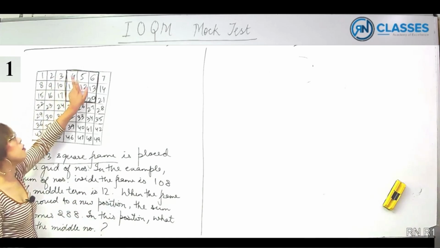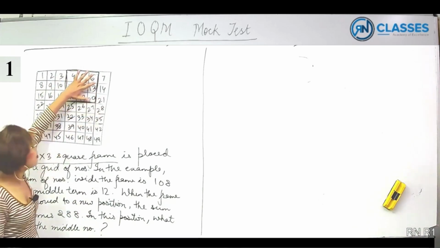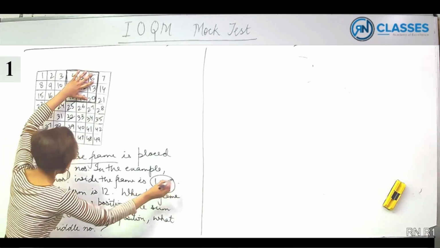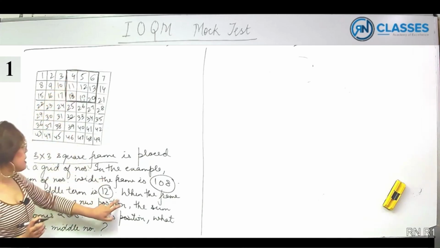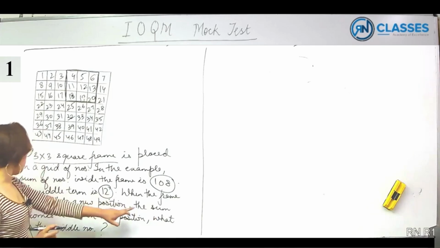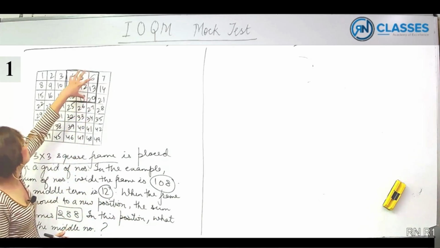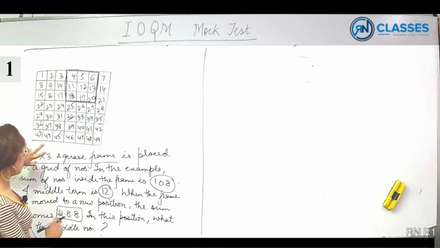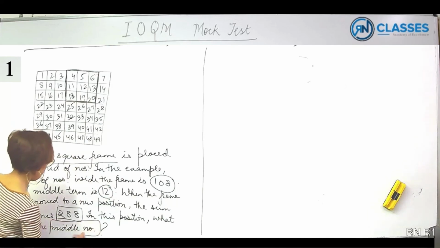As you can see, I have 4, 5, 6, 11, 12, 13, 18, 19, 20, and the sum of these numbers is given to be 108. The middle term is 12. Now he says when the frame is moved to a new position, the sum becomes 288. So if I shift this somewhere else, the sum of the numbers is 288. In this position, what is the middle number?